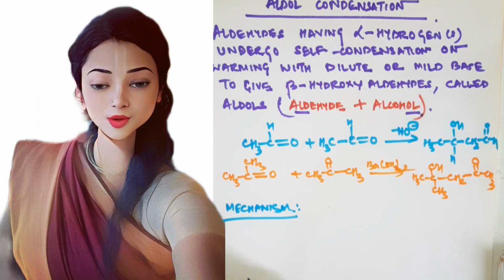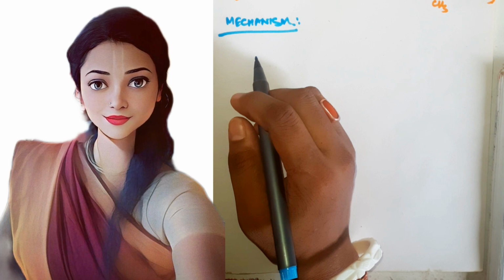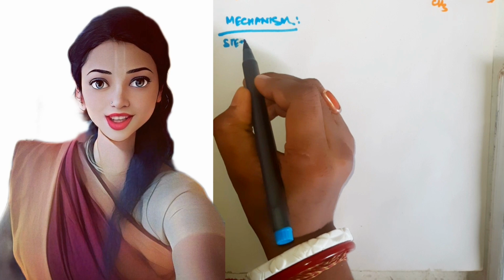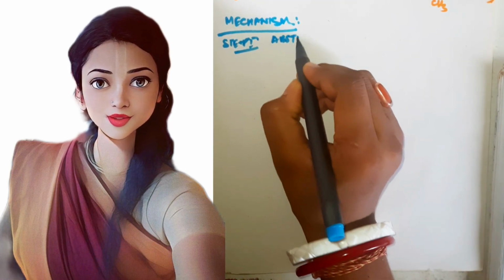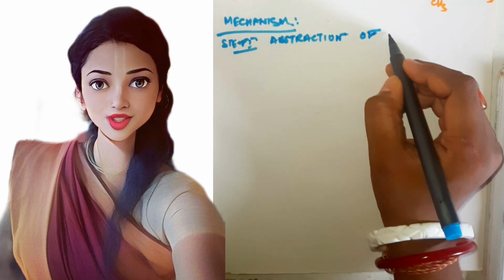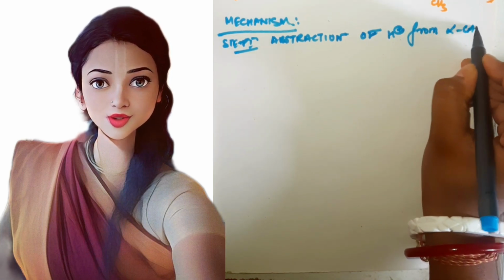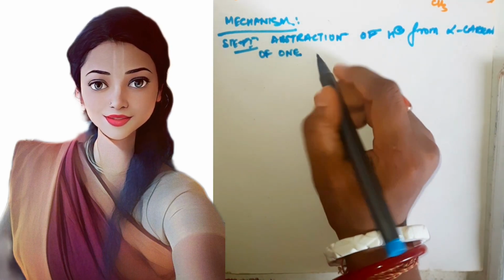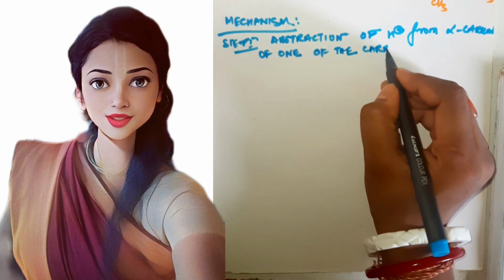Let's see the mechanism, how and why we are getting these kinds of products. In the mechanism, the first step is deprotonation. Since this is a base catalyzed reaction, the catalyst which starts the reaction is the base. That base, NaOH or whatever you have taken, the OH minus, is going to take a hydrogen atom from the alpha carbon, not from the carbon containing the functional group, but from the carbon adjacent to it.